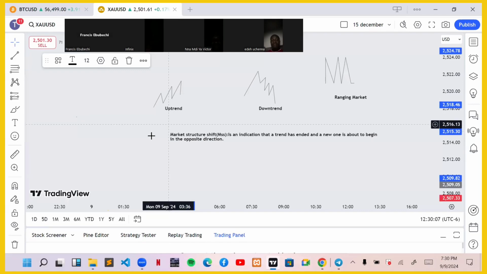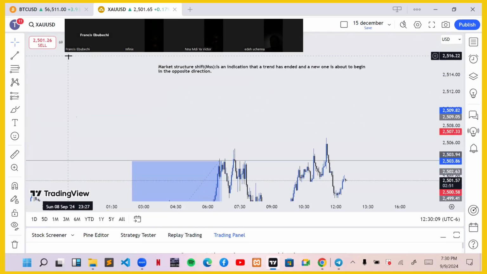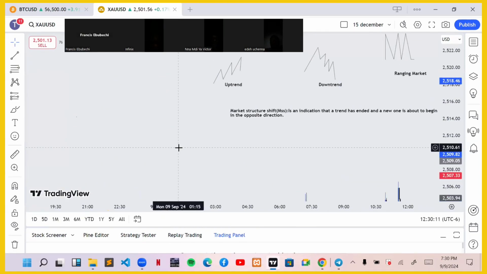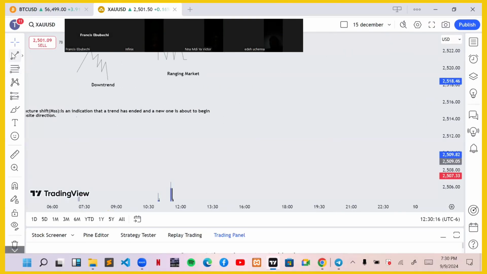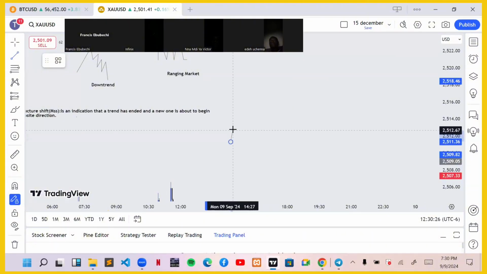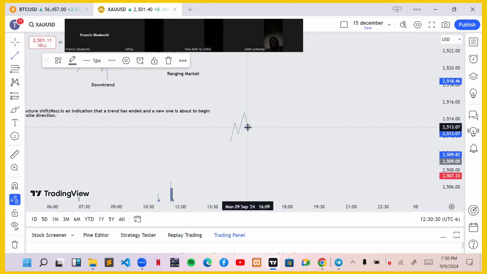This is what a market structure shift is. For example, let's say the market was previously on an uptrend, something like this. And you know what an uptrend is: the market is making a series of higher highs and higher lows. That's what it means for the market to be on an uptrend. So let's say this is what the market has been doing: higher highs and higher lows, higher highs and higher lows.